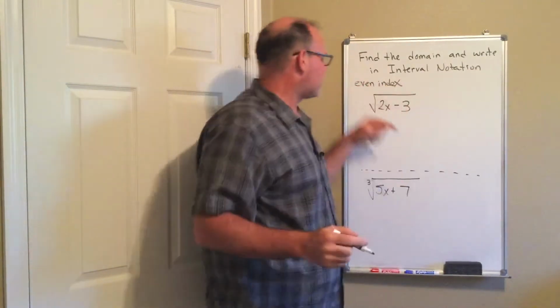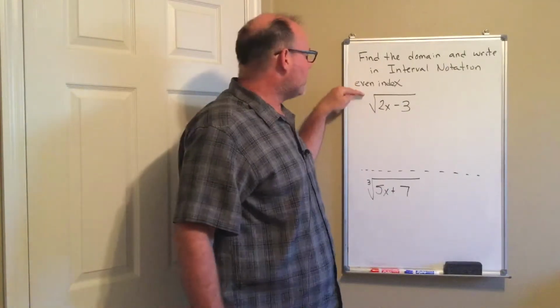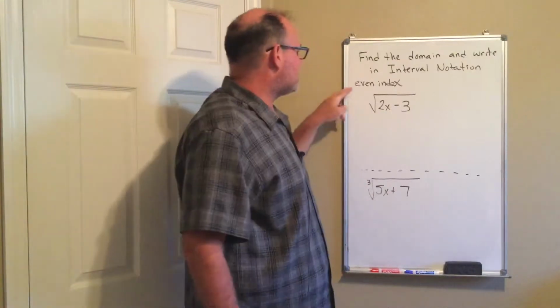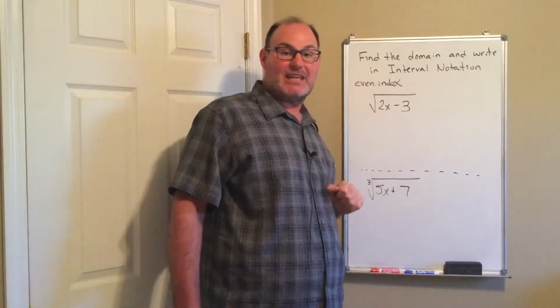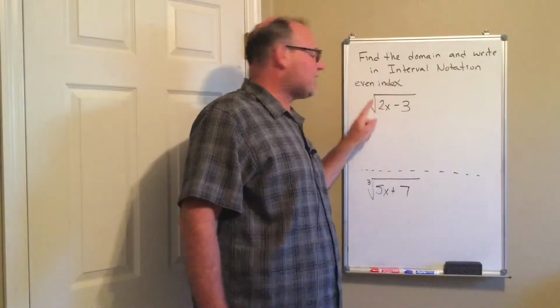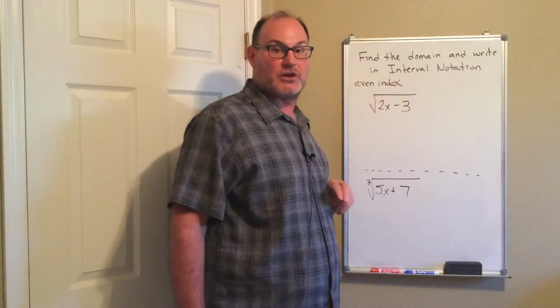Remember that the index refers to the number that's sitting in the basket of the square root. When we don't write a number there, the number is assumed to be a 2. And so what I'm going to do applies for any even index if you're asked to find the domain. We cannot take the square root of a negative number as far as equations are concerned.